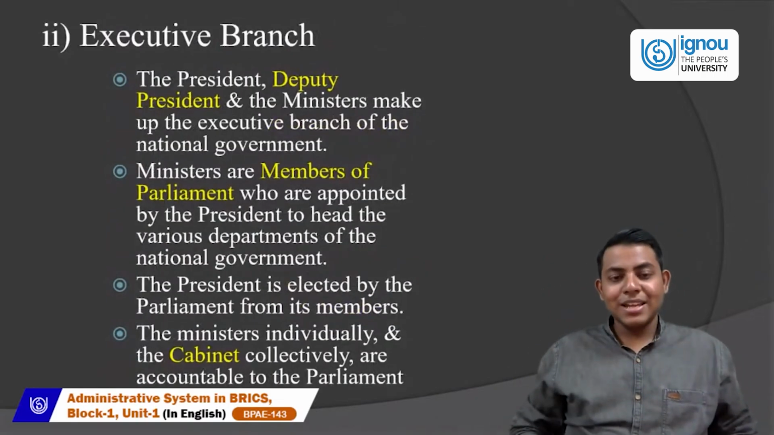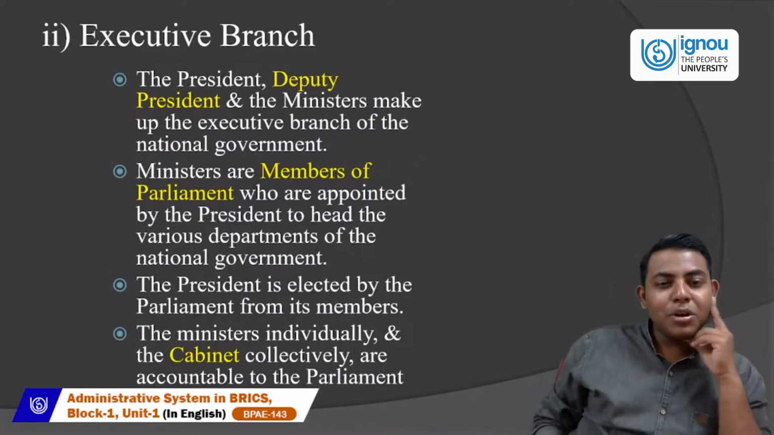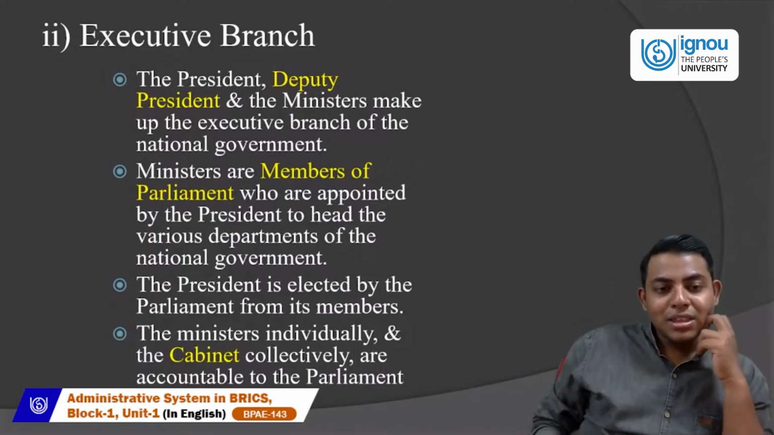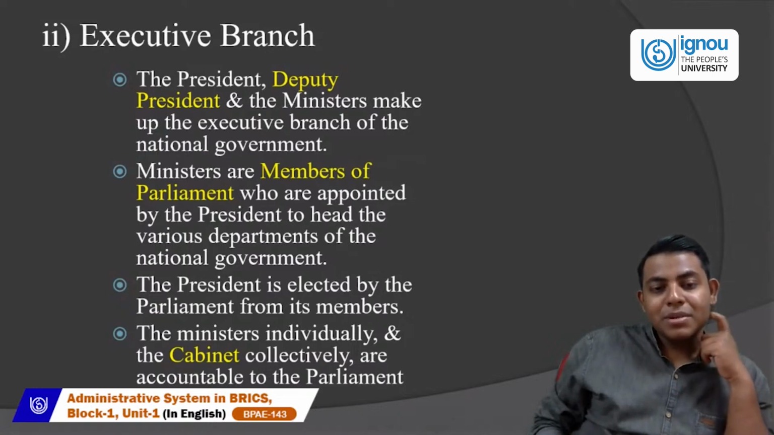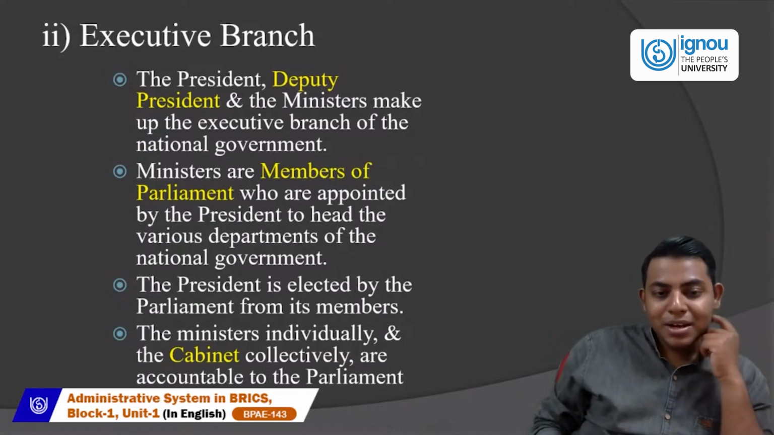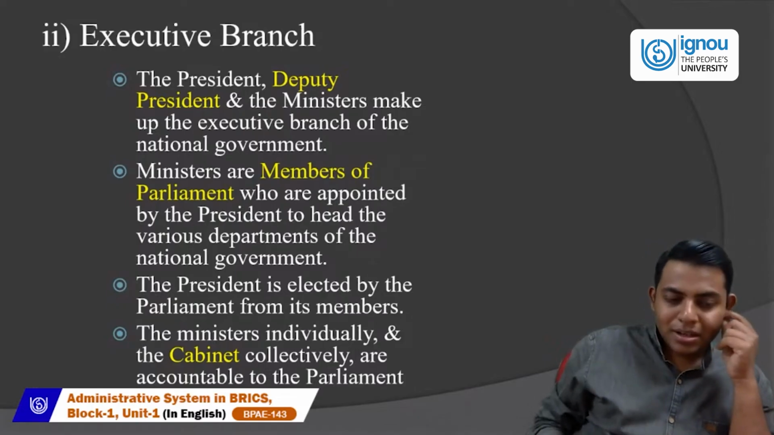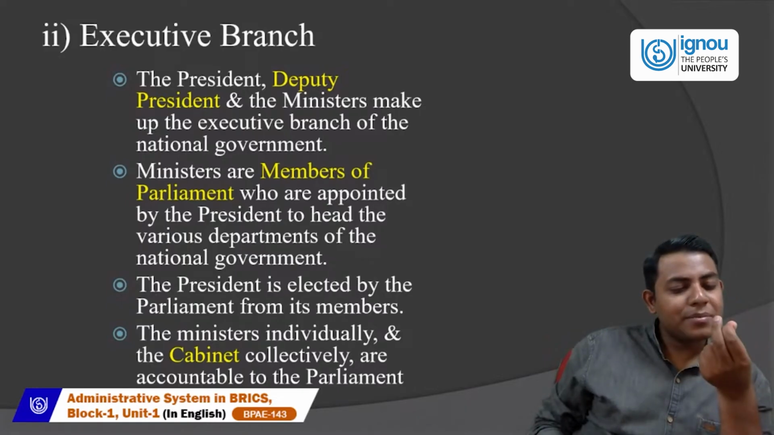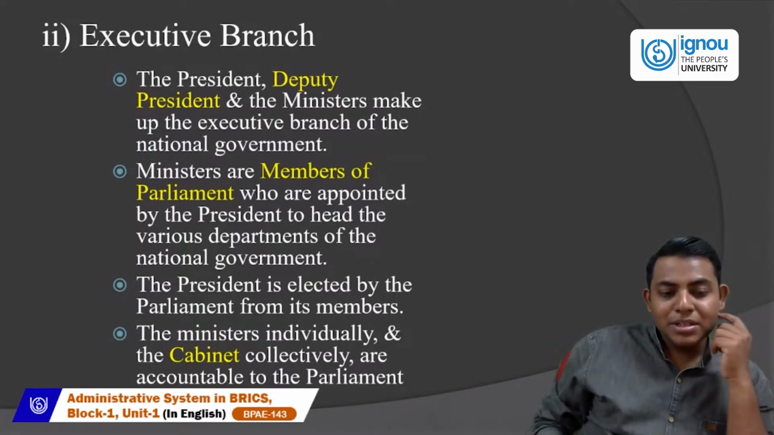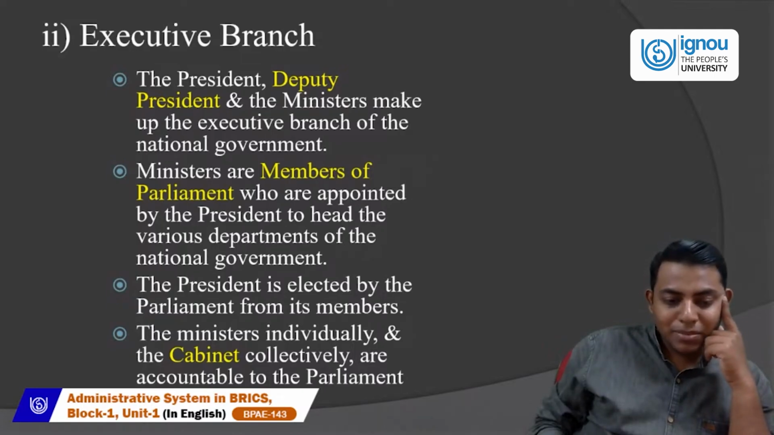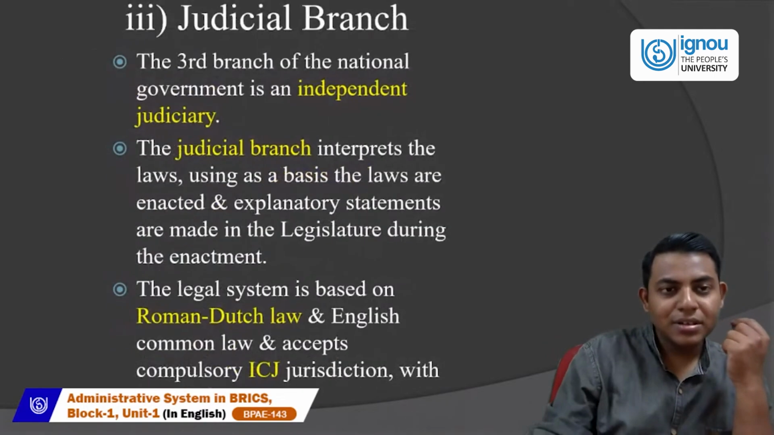Now let us discuss the executive branch. The president, the deputy president, and the ministers make up the executive branch of the national government. The ministers are members of parliament who are appointed by the president to head the various departments of the national government. The president is elected by the parliament from its members. The ministers individually and the cabinet collectively are accountable to the parliament for their actions.